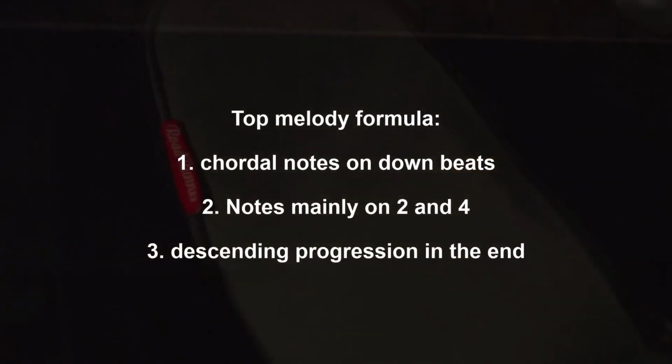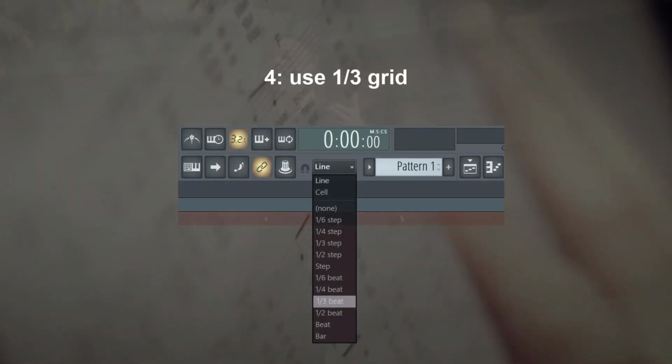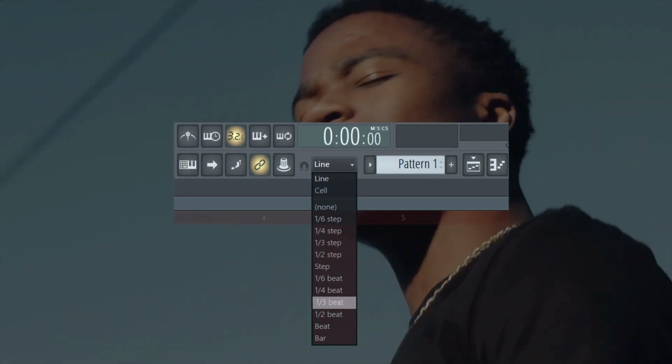Lastly, for the best and hardest part, the guitar top melody. For this, try to keep in mind our 3 top melody rules: chordal notes on most downbeats, notes placed mainly in bars 2 and 4, and descending progression in the end. And since this is a guitar beat, let's also use a 1/3 bit grid. Using those tips, I came up with this melody.